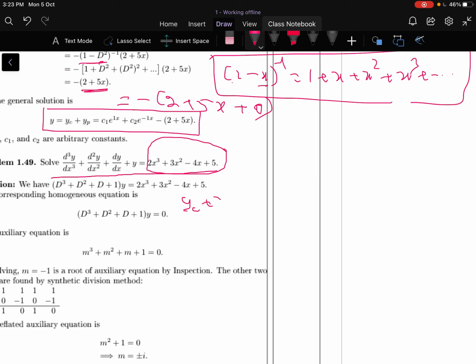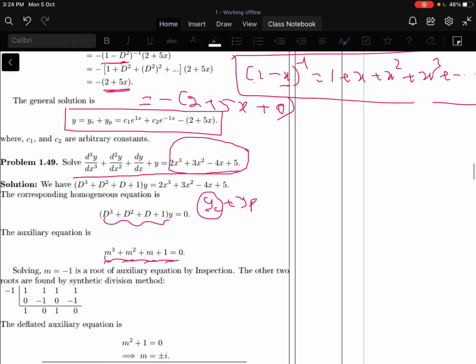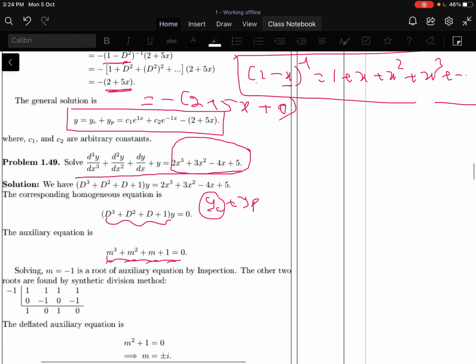The general solution is yc plus yp. To find yc, consider the homogeneous differential equation. Let us set the auxiliary equation. Auxiliary equation of homogeneous equation is m cube plus m square plus m plus 1 is equal to 0. It is a third degree equation. So one can find the root by using the synthetic division method.